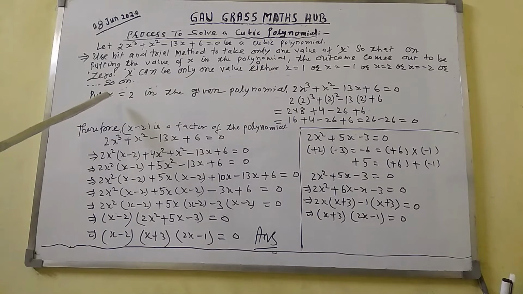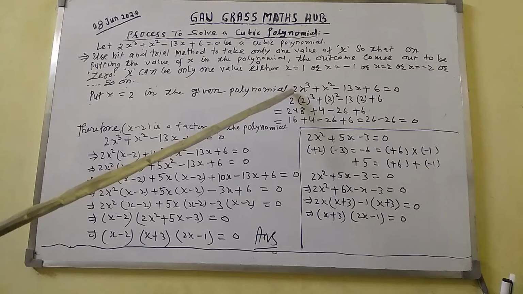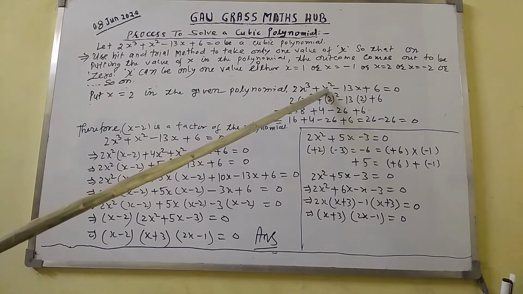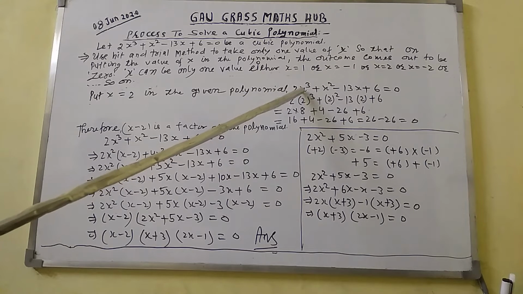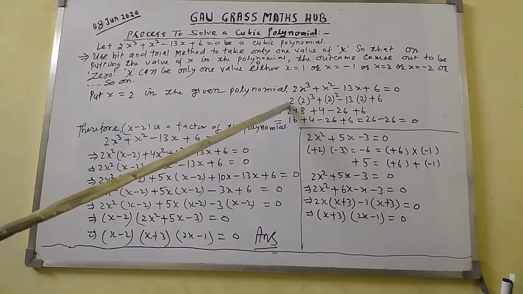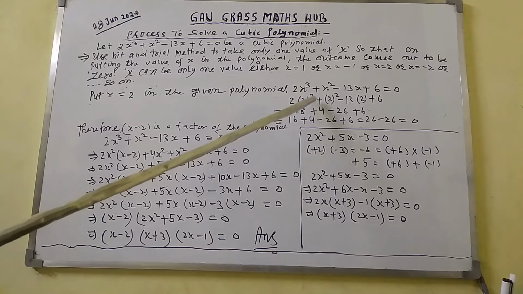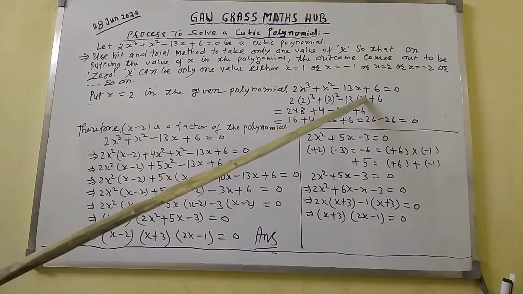Here I have taken one value, x equal to 2. I have put the value of x equal to 2 in the given polynomial. The given polynomial is 2x cube plus x square minus 13x plus 6 equal to 0. In place of x I have put x equal to 2. Here the result will be 2 in bracket, whole to the power cube, plus x square, minus 13 into 2.